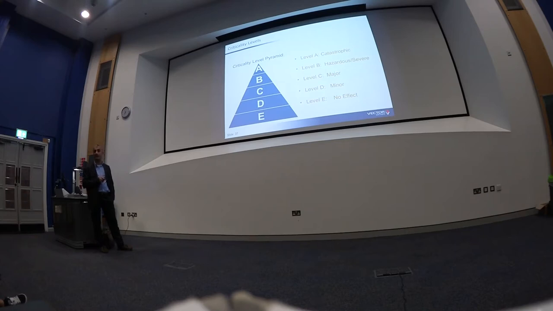At level C, you will have some people with minor problems, okay, but the plane will be able to land. At level D, you have annoying problems, like air conditioning, etc. At level E, no effect.